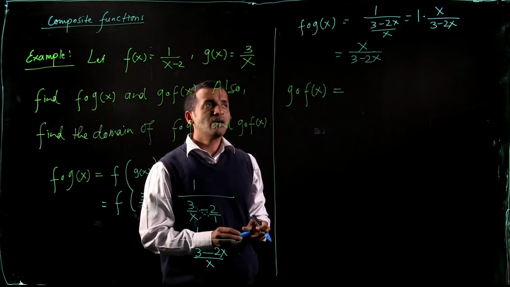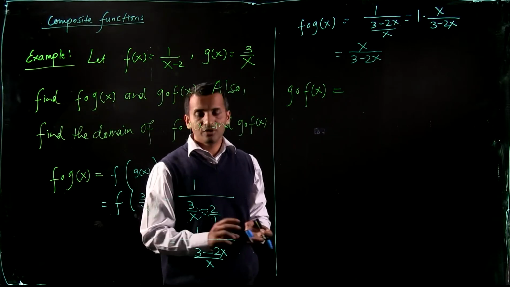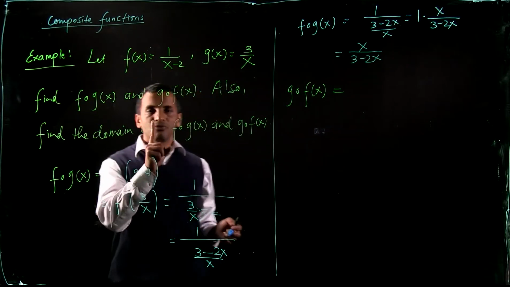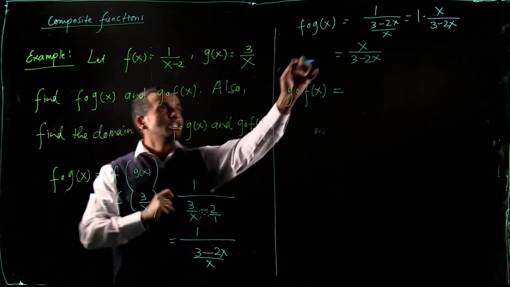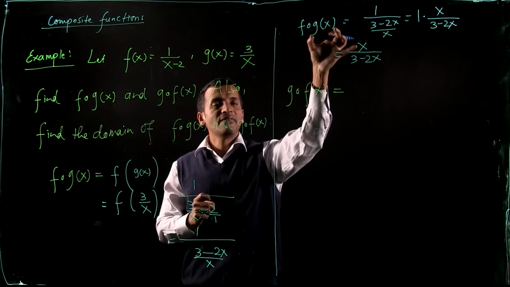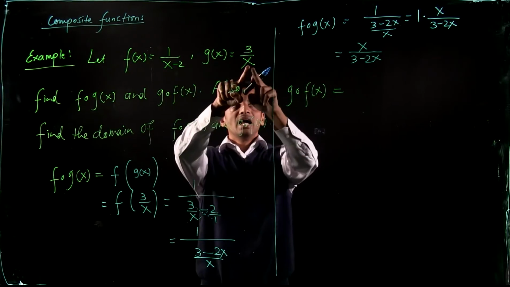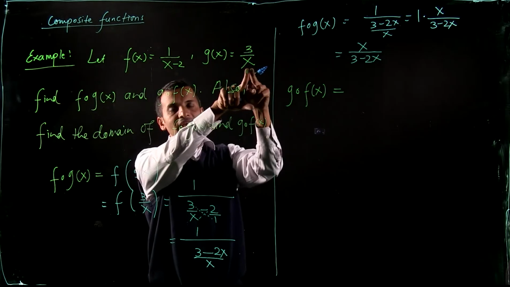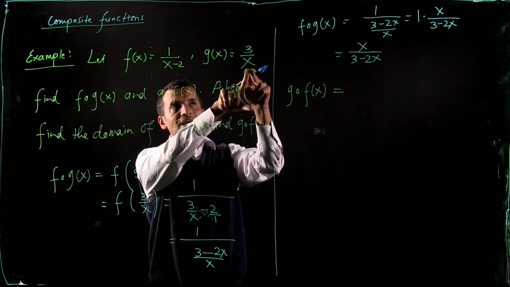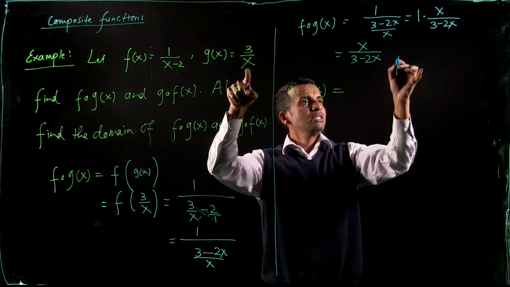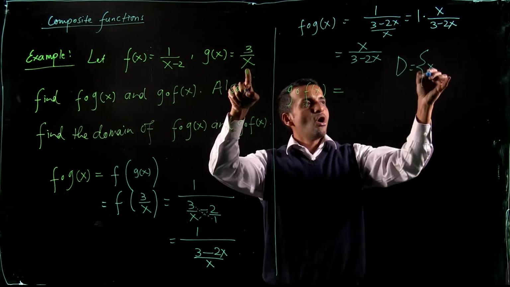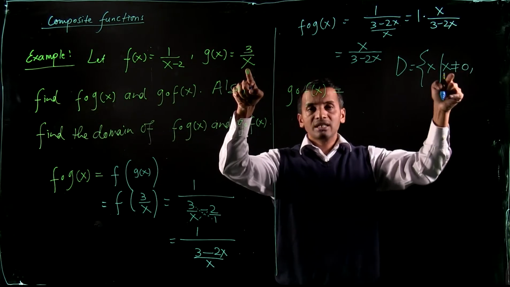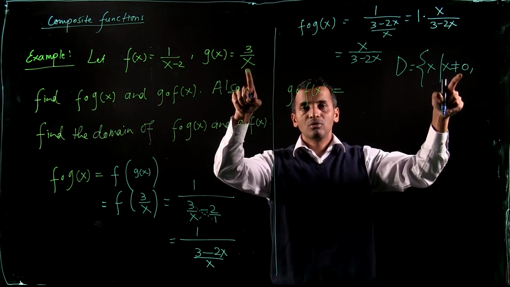Now you want to find out the domain of the composite function, okay? How do I find the domain of the composite function? For that, you need to first find the domain of g(x). What value of x is not good for g? x equals 0 is not good for g, right? Because when you put x equals 0, you will get infinity. So the domain is all real numbers except x equals 0. x equals 0 is not good, that's why x not equals 0.